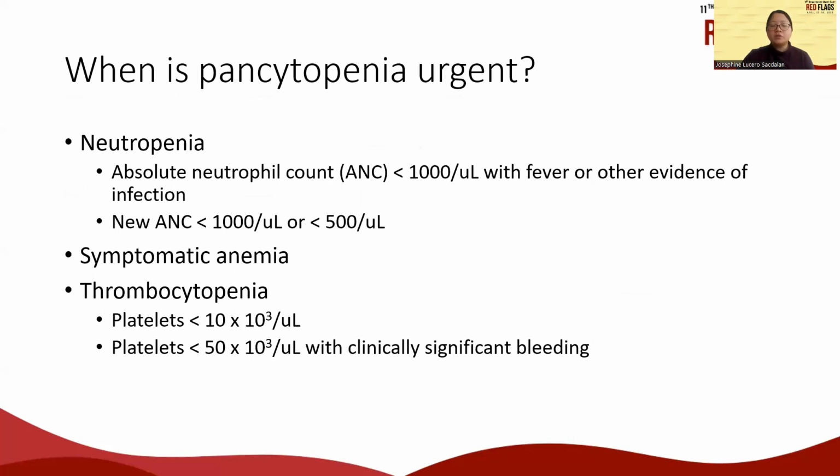In terms of numbers, neutropenia with fever or evidence of infection, or any new diagnosis of neutropenia below 1,000 or even 500, symptomatic anemia, and for thrombocytopenia when platelets are below 10, or when they are below 50 with clinically significant bleeding. These numbers present an urgent need to evaluate the pancytopenia.